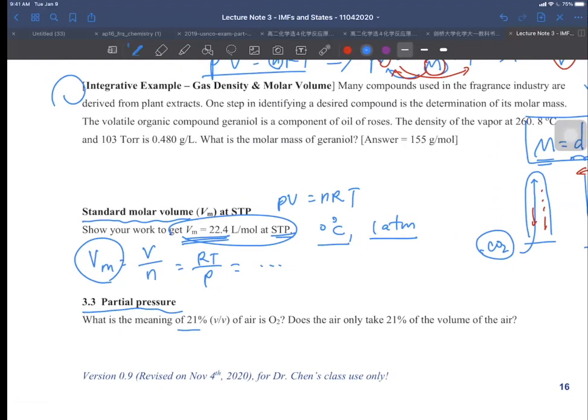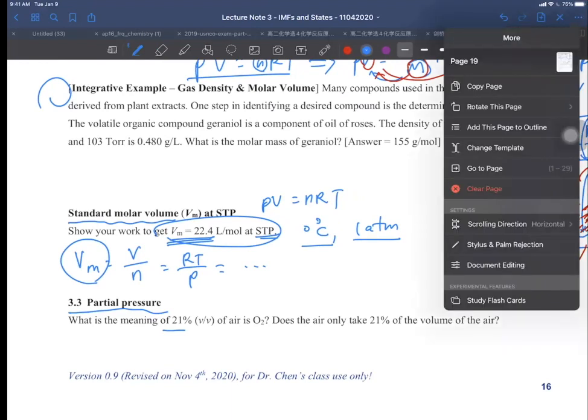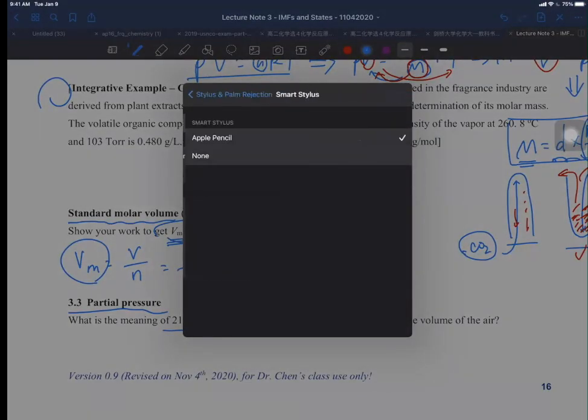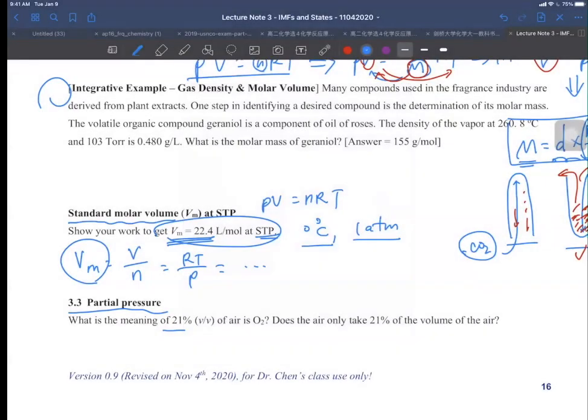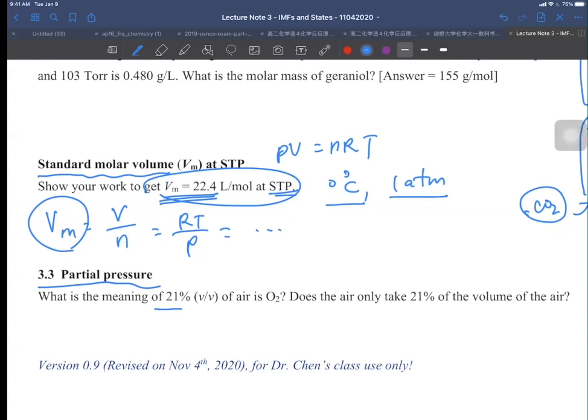Unfortunately, my pen is running out of battery. Let me see. Let me try to use my finger, but it's probably not as good as my pen.